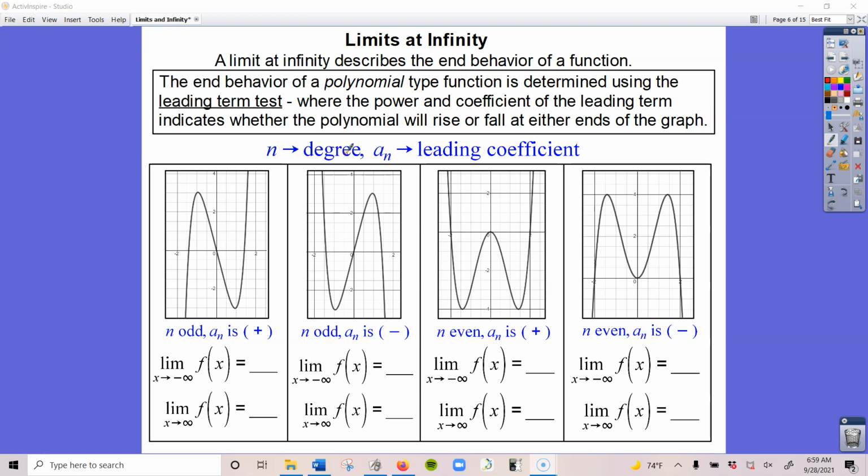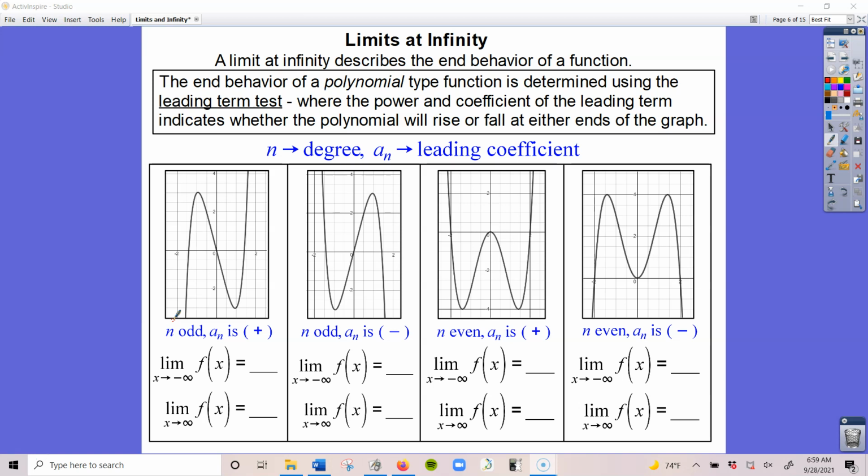Together, this creates the leading term, and that's why this is called the leading term test, because that's the power and the coefficient of the leading term tells you what the polynomial is going to do at the ends. So if our degree is an odd number, then what that means is that the ends are going in the opposite direction. So one end will go up and the other end will go down.